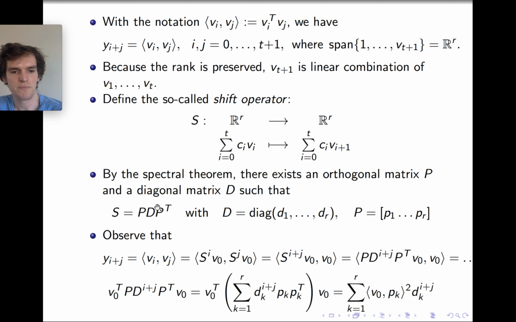Okay. And now by the spectral theorem, we can easily compute its power. So its power is given here. Now we use the inner product definition with the transpose, and we get this expression. Now we can analyze what's going on here. This P times the diagonal matrix to the power i+j times P transpose is none other than putting the diagonal elements to the power i+j, not unsurprisingly.